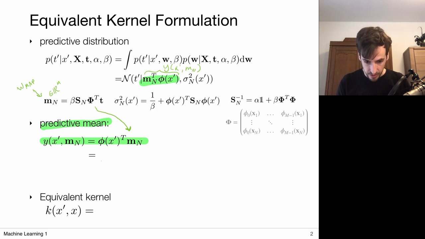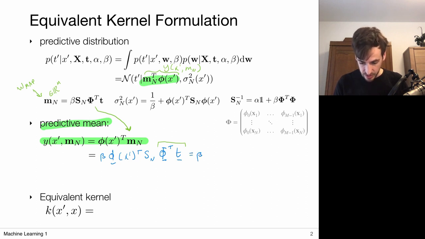So I have beta phi(X prime) transpose, the covariance matrix SN, times the design matrix transpose times T. And now I'm going to expand this particular term here. So really this is matrix vector multiplication. So I do row times vector, row times vector. So I'm going to make this a sum and explicitly write it out. So that gives me, well, the first part is the same: beta phi(X prime) transpose SN, and then this sum.